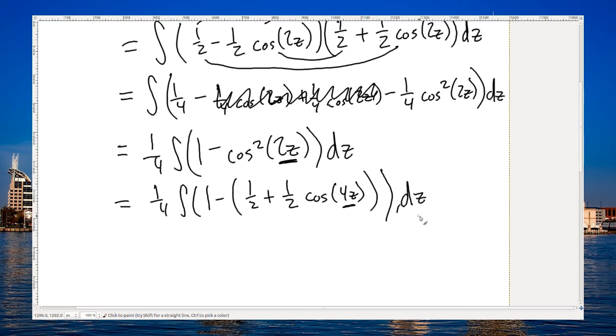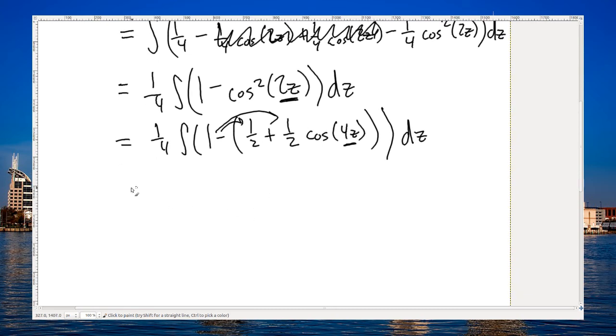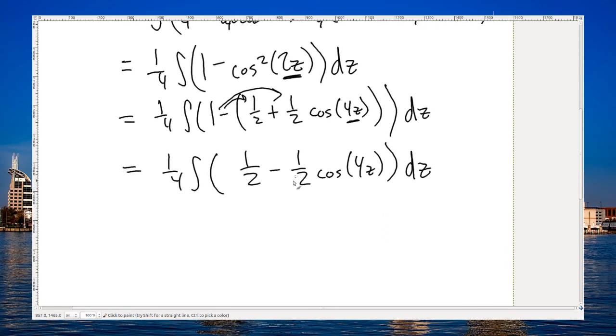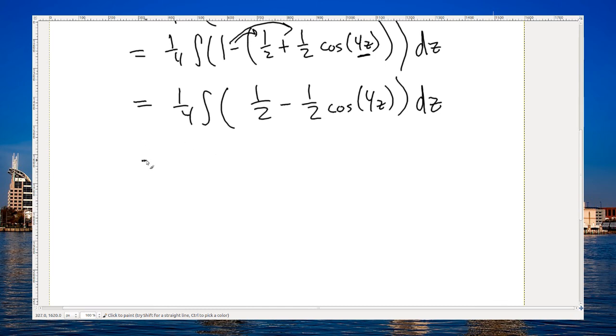Let's simplify a little bit here. Take that negative and multiply it out. 1 minus 1/2 is 1/2 minus a 1/2 cosine of 4z. And again, you may dislike fractions as much as I do and want to factor out that 1/2 to get 1/8 times 1 minus cosine of 4z.